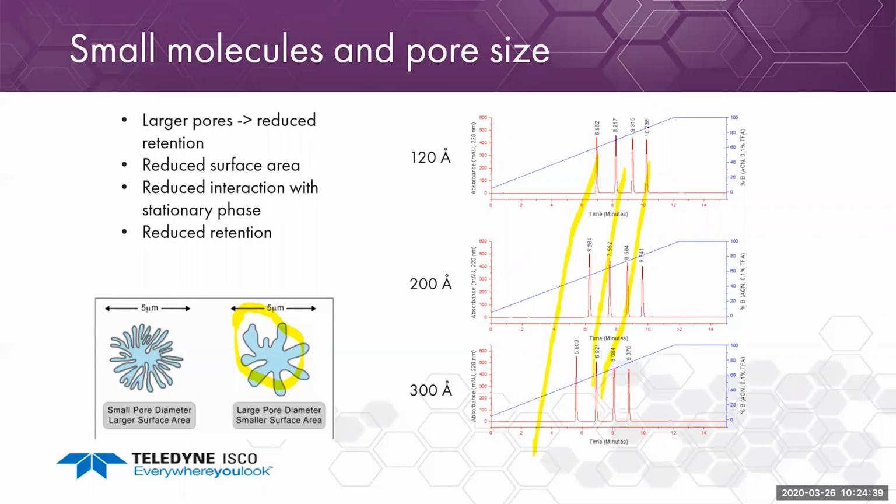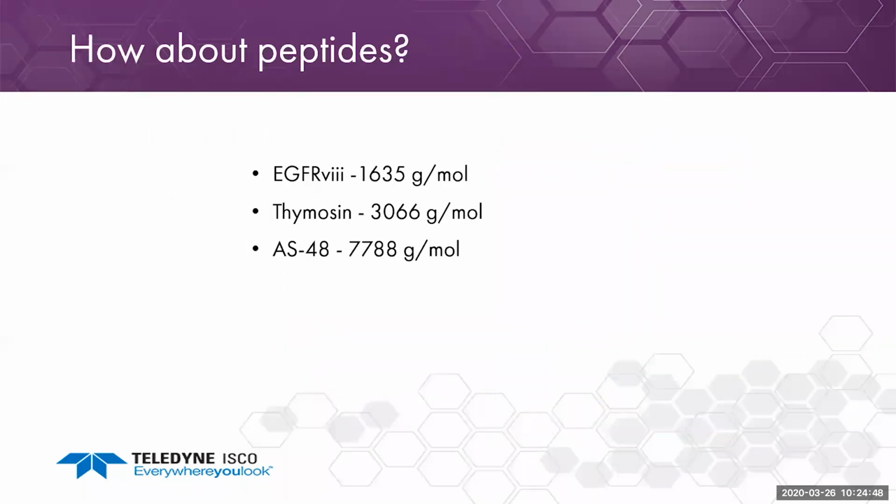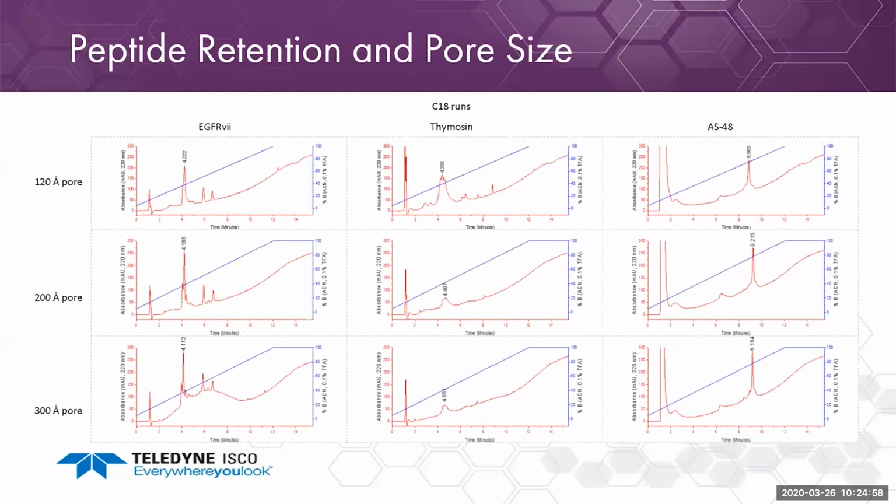So you have a reduced interaction with the stationary phase, and this is a set of runs with methyl, ethyl, and propylparaben. How about peptides? We're going to use the peptides that we've been using throughout this webinar. And we're going to run them from small to large peptides, 120, 200, and 300 angstrom. And EGFR tended to act like a small molecule.